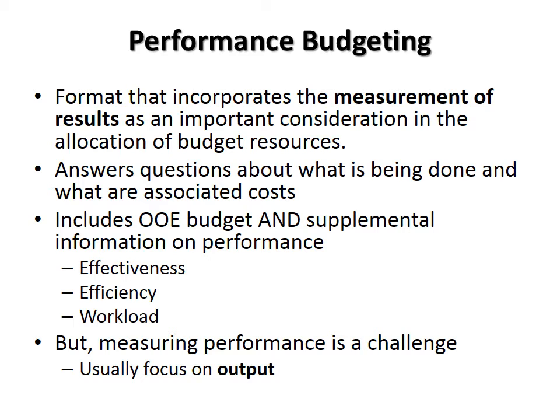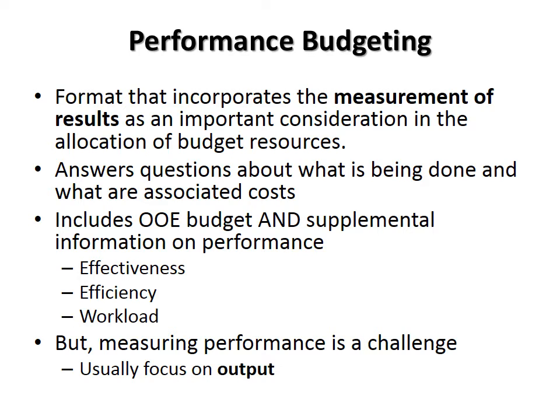The primary issue with performance budgeting is that measuring performance is a challenge. And subsequently, what a lot of governmental agencies have done is to focus, instead of on performance, on outputs rather than the outcomes that are more relevant to the incorporation of performance into budgeting.